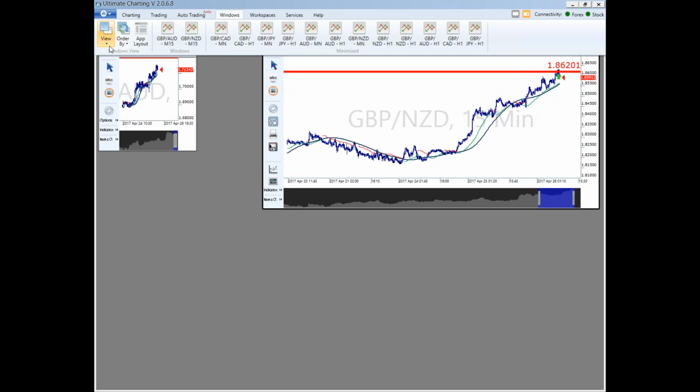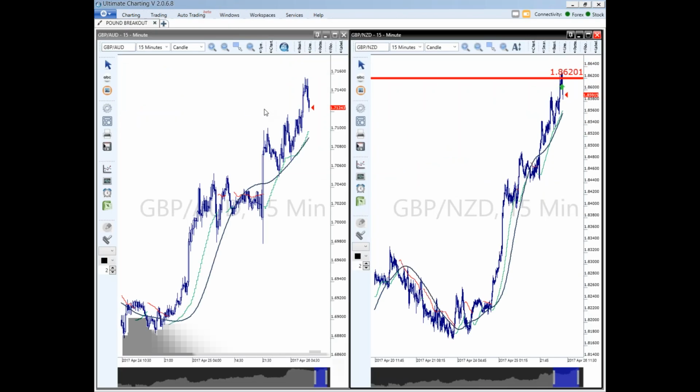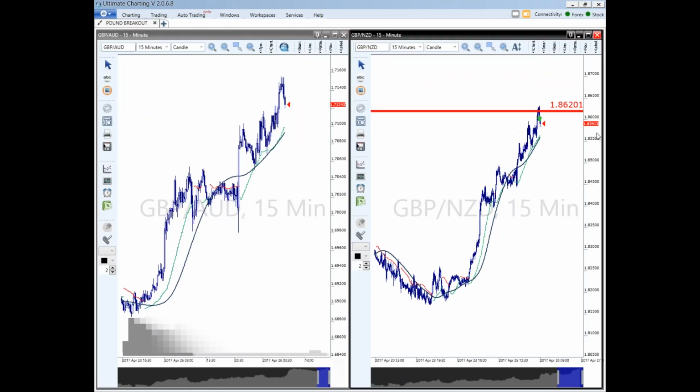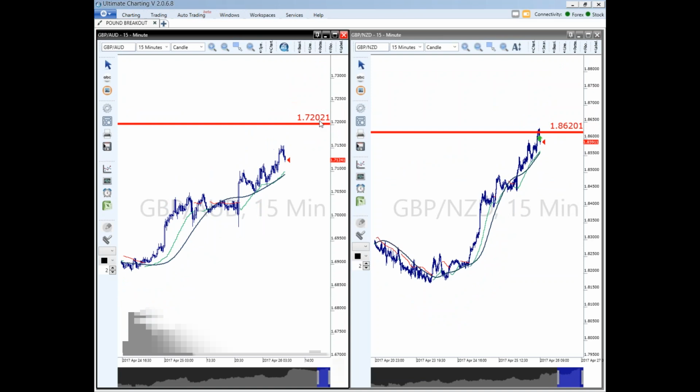Okay. Now, why am I showing you this strategy for a 15-minute time frame to help you take advantage of the markets in the European session? Well, first of all, this strategy works on all time frames, and it works on all currency pairs as well.